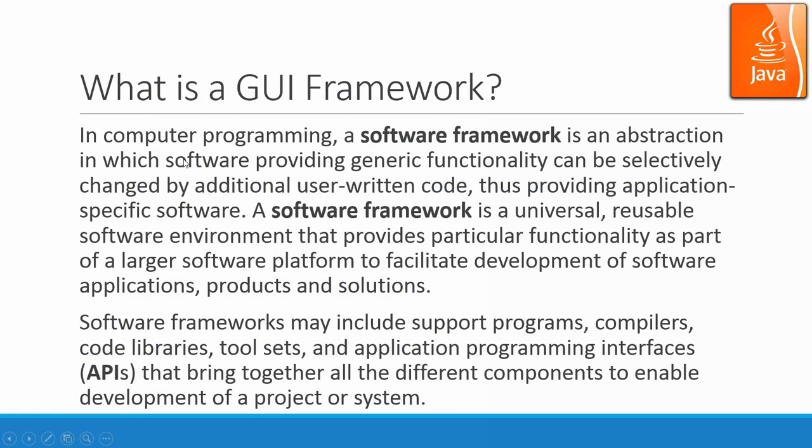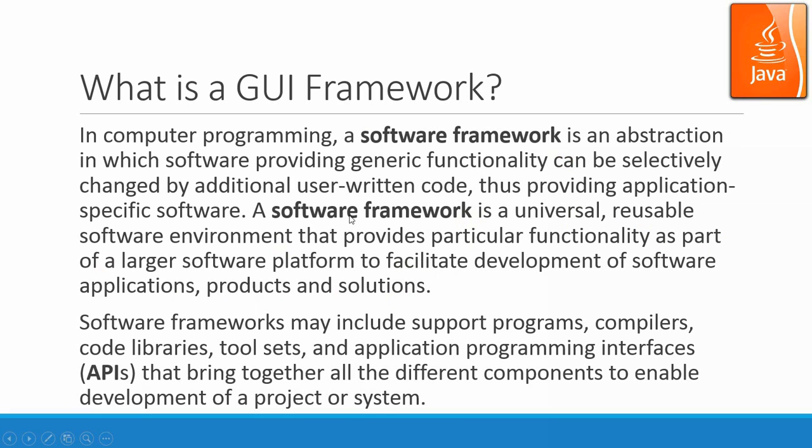What is a GUI framework? In computer programming, a software framework is an abstraction in which software providing generic functionality can be selectively changed by additional user-written code, thus providing application-specific software. A software framework is a universal, reusable software environment that provides particular functionality as part of a larger software platform to facilitate development of software applications, products, and solutions.